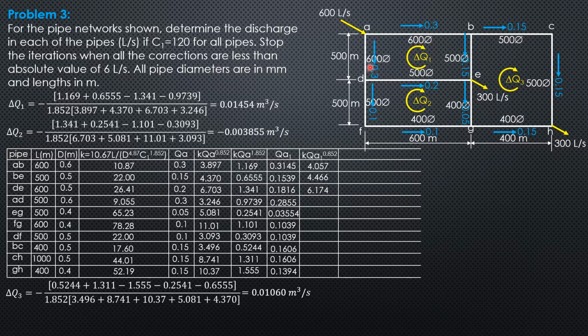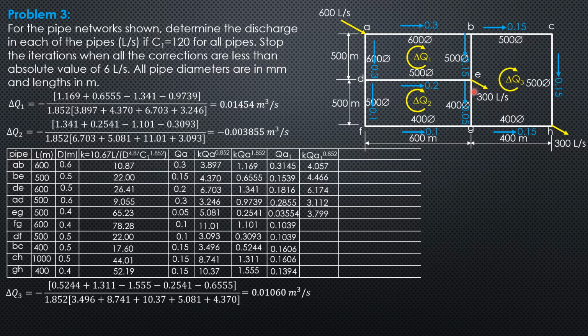AD. This is AD, so it is only the previous 0.3, then minus delta Q1. It is opposite, so minus 0.01454. It is 0.2855.